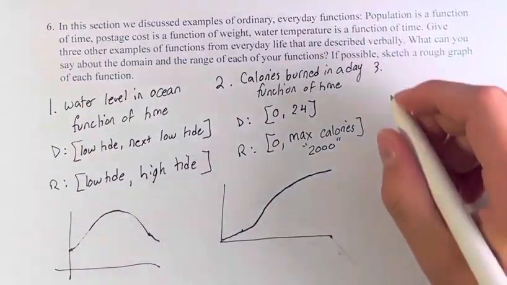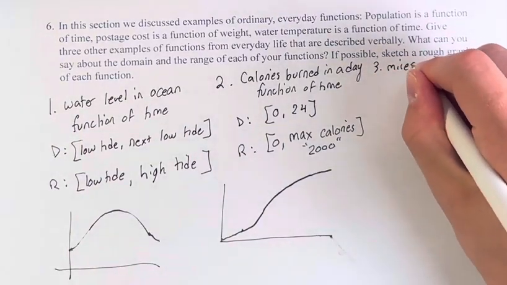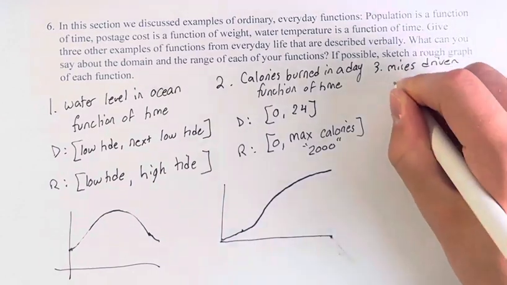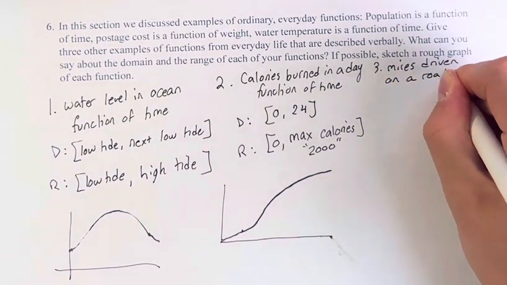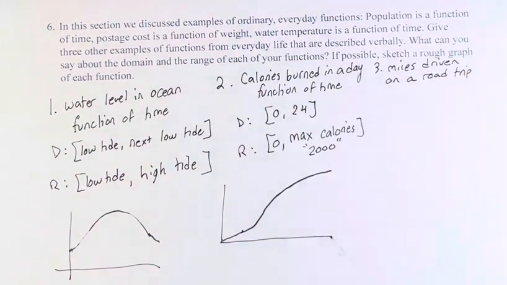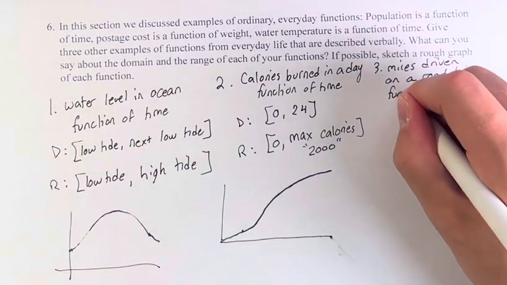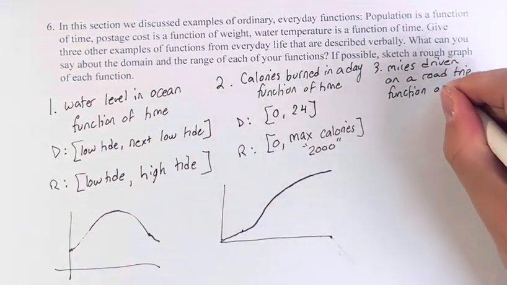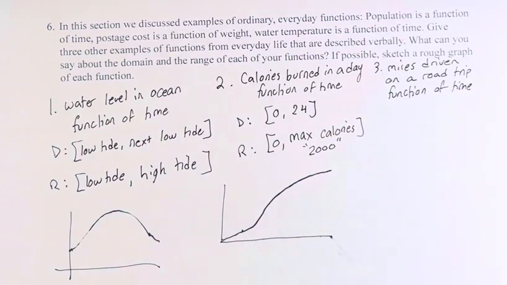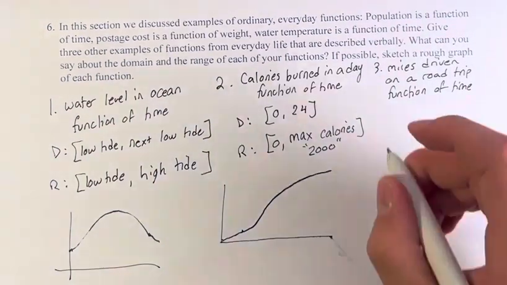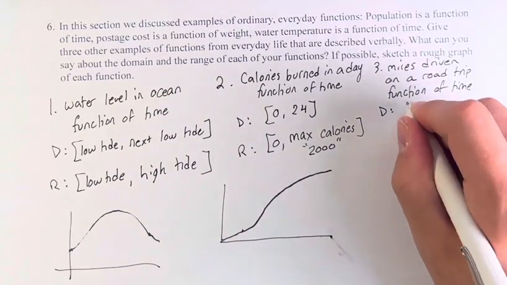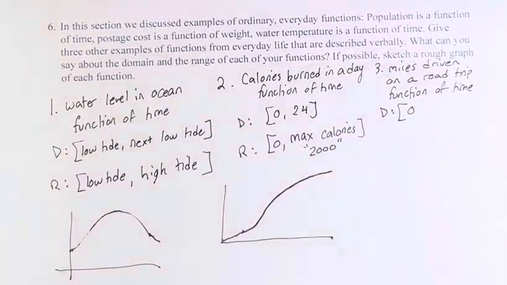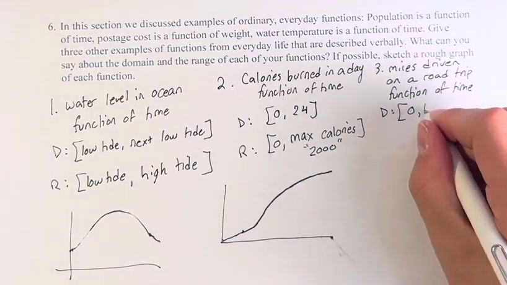And then finally, we could do miles driven on a road trip. This is also a function of time, at least in the way we're thinking about it. You could also think about it in terms of gas burned or other things, but let's just do time. I think that's the easiest. The domain is the time values that we can take. So we start at 0, and the maximum value is just the length of the trip.